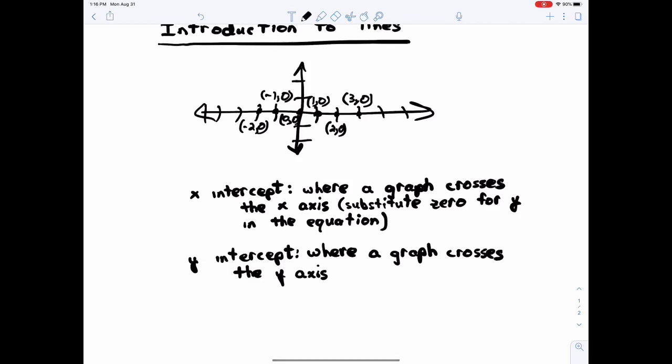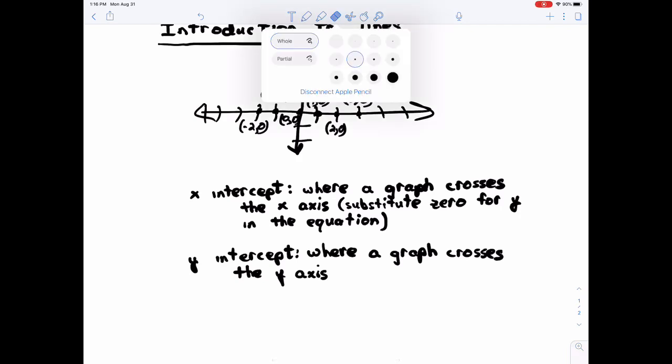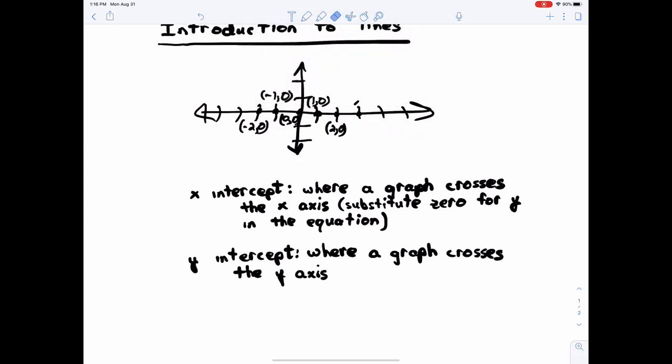And now let's take a look at the other axis, and hopefully this is obvious to you. What's this point? This point is 0, 0. What's this point? It's 0, 1. What's this point? It's 0, 2. What's this point? It's 0, -1. And this point is 0, -2, et cetera, et cetera.